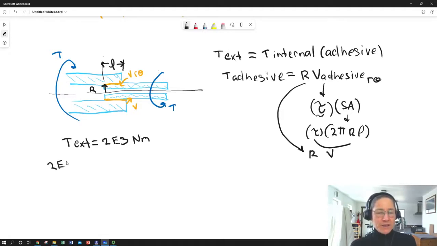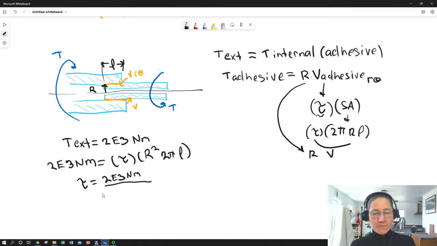So we just do that with some algebra. So we say 2 times 10, this is 10 to the third, not minus third, Newton meters is going to equal tau, the quantity we want, times R times the surface area, so that ends up giving us R squared, times 2 pi times the length, the axial length in the z direction of the adhesive bond. So we're going to end up with tau being 2 times 10 to the third Newton meters divided by R squared times L times 2 pi. And so L is going to cancel the meters, and then we're going to have newtons per meter squared, which is the correct units for any kind of stress, including shear stress. And so this would be tau adhesive. So that would give us a measure of the shear stress of the adhesive itself.